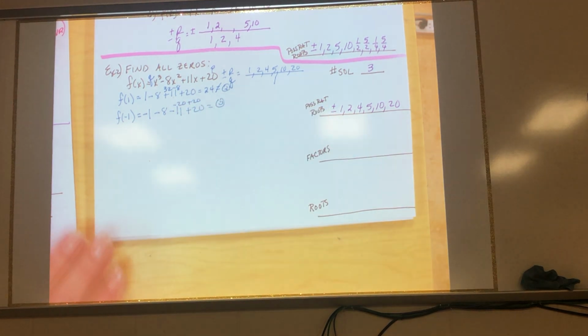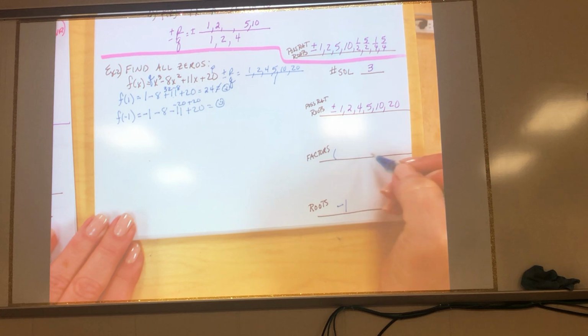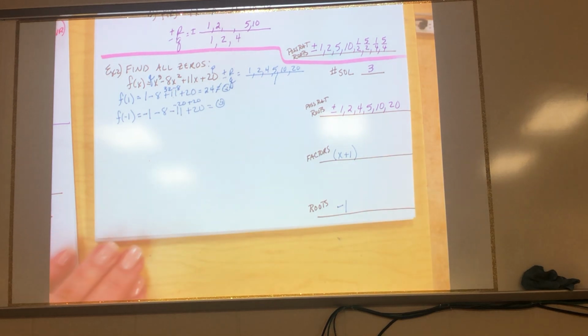Ooh, yay! I found one. So watch what I'm fixing to do. I'm gonna go down here. What's my root? X equals what? What's my root? -1. What's my factor? X plus 1. Very good. Okay? All right.